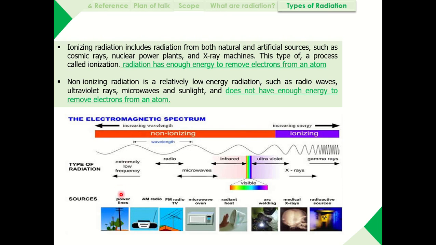For extremely low frequency we have power lines. For radio waves we have AM radio, FM radio. For microwave we have a microwave oven or our phone and everything else. For radiant heat, wherever we have heat production, we have infrared waves, one source being a heater box, with which we are very familiar. Then arc welding is one process where you can identify both UV and infrared sources together. Medical X-rays are where you can identify X-rays. Then we have radioactive sources, where you can get gamma rays. So these are the different classifications.